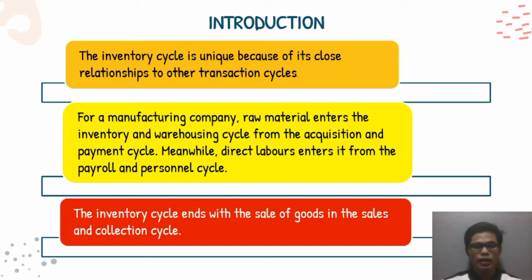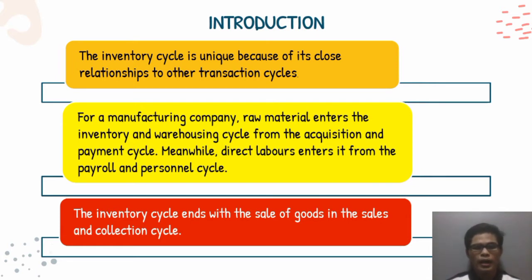For an introduction, let's take a look at what the inventory and warehousing cycle actually is. The inventory cycle is unique because of its close relationship to other transaction cycles. For example, for a manufacturing company, raw material enters the inventory and warehousing cycle from the acquisition and payment cycle. Meanwhile, direct labor enters it from the payroll and personnel cycle. The inventory cycle ends with the sale of goods in the sales and collection cycle.